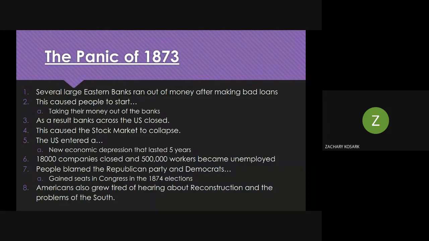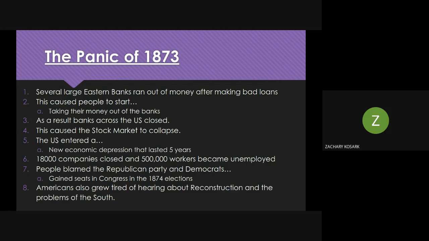Americans also are starting to grow a little tired of hearing about Reconstruction. So a lot of them are like, can't we just be done with this? Can't we just let the South do whatever they want to do in terms of Reconstruction? We're sick of hearing about all this other stuff. We've got problems in the North. We've got problems ourselves. We don't want to keep hearing about the South and Reconstruction. We just want it to kind of be over.